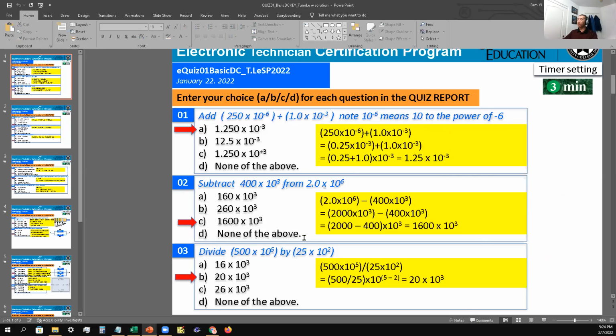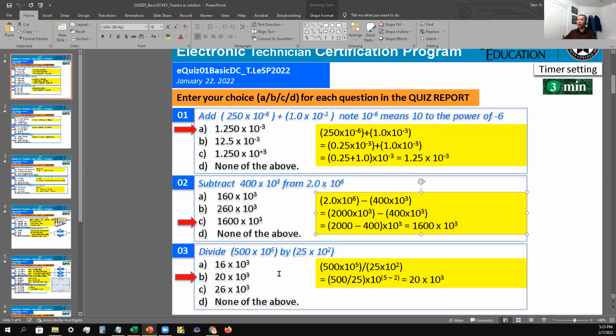Okay, number two: subtract 400 times 10 to the third from 2.0 times 10 to the sixth. Make sure we use the same factor form. This one is 10 to the third and this is 10 to the sixth, so I converted to 10 to the three so that I can factor it out. So that's 2000. Factor that 10 to the three out. So that's 2000 minus 400, which gives you 1600 times 10 to the third. So the answer is C as in cat for number two.